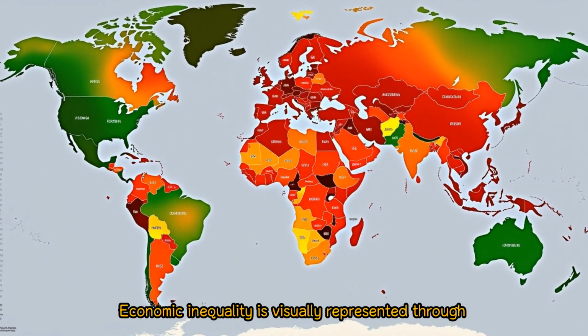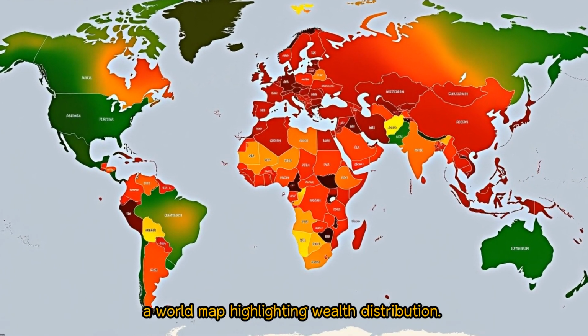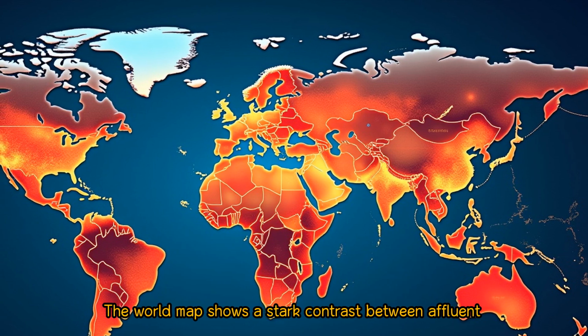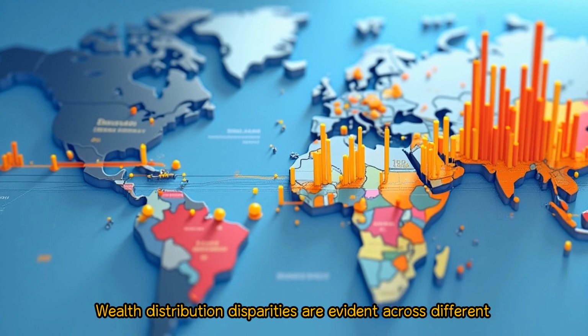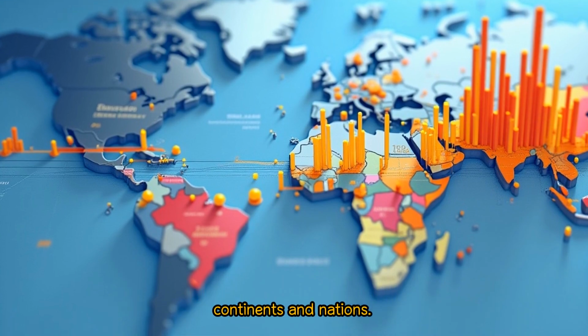Economic inequality is visually represented through a world map highlighting wealth distribution. The world map shows a stark contrast between affluent and impoverished regions. Wealth distribution disparities are evident across different continents and nations.